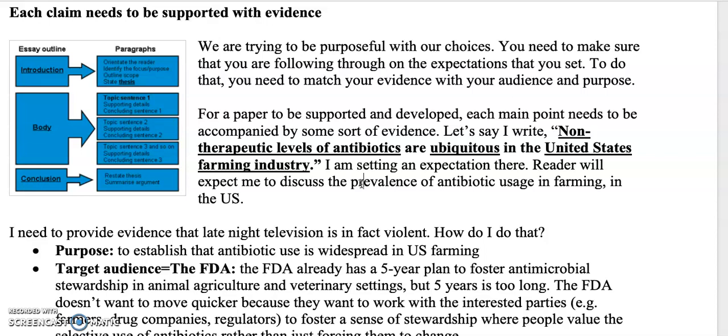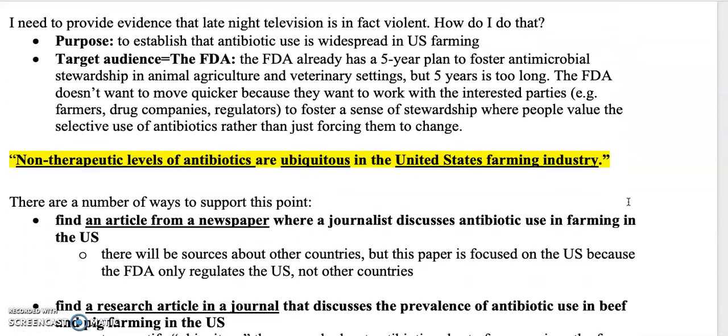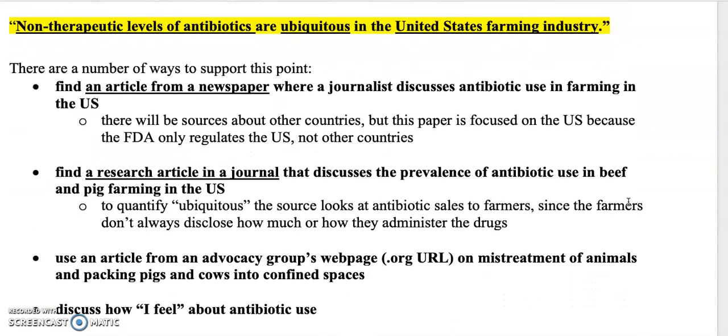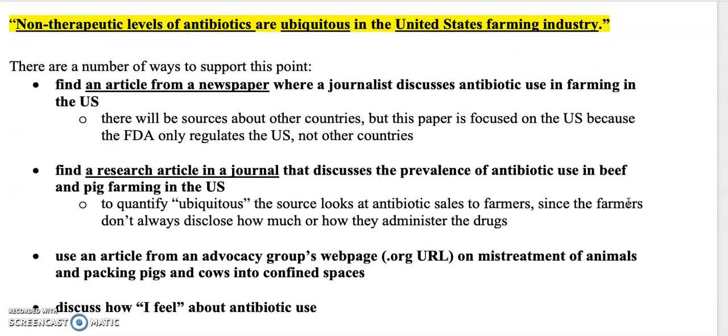So those are things I can keep in mind as I'm deciding what evidence to put into the paper and how I comment on that evidence. I'm going to talk about commenting on evidence in another video, but for now we'll just focus on this idea of matching the evidence with the claim. So I have my claim here. Non-therapeutic levels of antibiotics are ubiquitous in the United States farming industry.